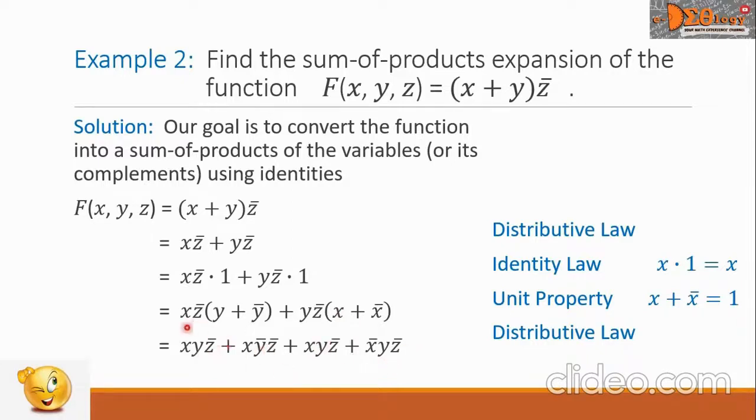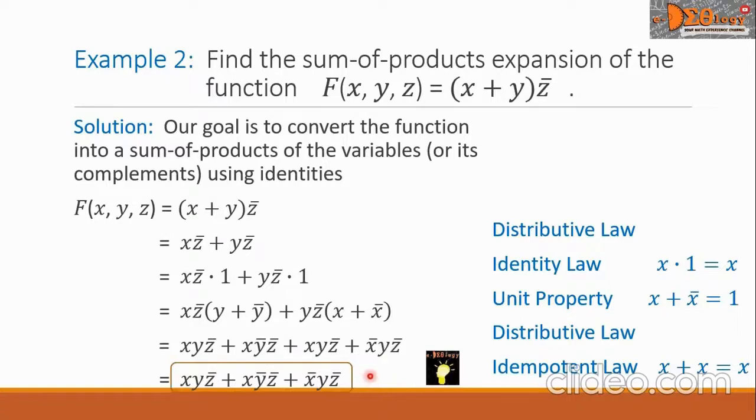Please observe that the first product and the third product here are the same. So we can rewrite this line by combining this x, y, z bar into itself. So we write now x, y, z bar plus x, y bar, z bar plus x bar, y, z bar. That is according to the idempotent law, x plus x equals x. So we have now 3 sums of products here. This is our final answer.